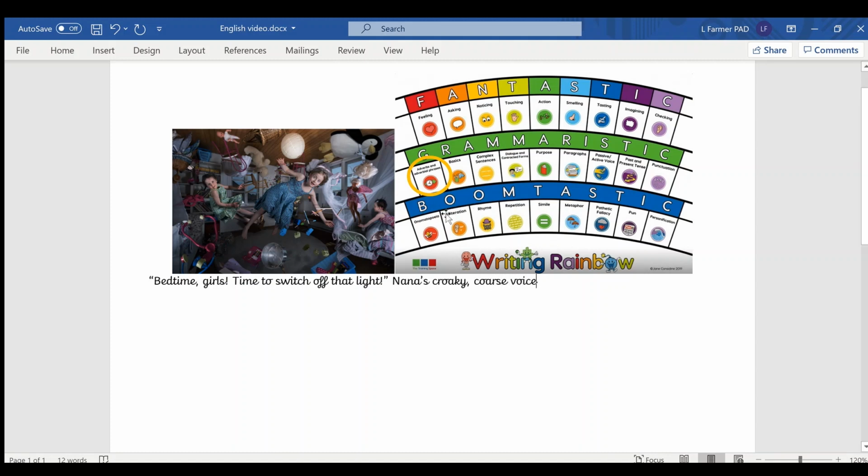Now I've used a little bit of alliteration here, one of my boomtastics. So Nana's croaky, coarse voice bounced. I'm going to give it a bit of onomatopoeia, pretending that my voice can bounce, and bounced up the stairwell. And now this room to me looks quite small and it's got a wooden ceiling, so I'm going to pretend it's an attic room. So bounced up the stairwell and into the attic. Its echo darting, again a bit more onomatopoeia there, around the room. I fancy putting in a simile here, so I'm going to say it's darting around the room like a boomerang.